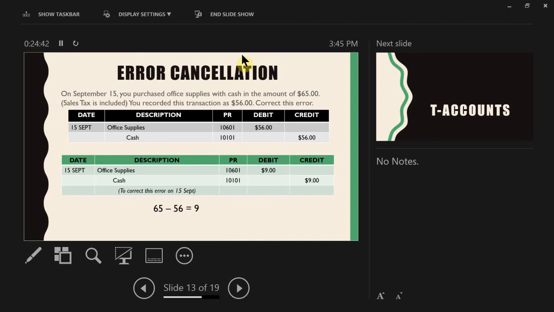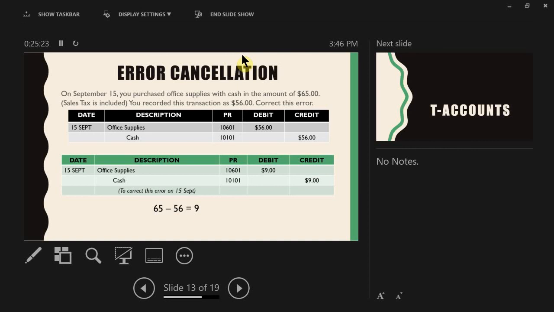Now, as you can see, this one can cause a lot of mistakes, because a lot of people would have said, oh, the difference is $9, so I'm going to debit my cash and credit my office supplies. Then you're decreasing your office supplies by $9, and you'll have to enter another correcting entry. So if you're very good at calculations and very careful, then utilize the error cancellation.